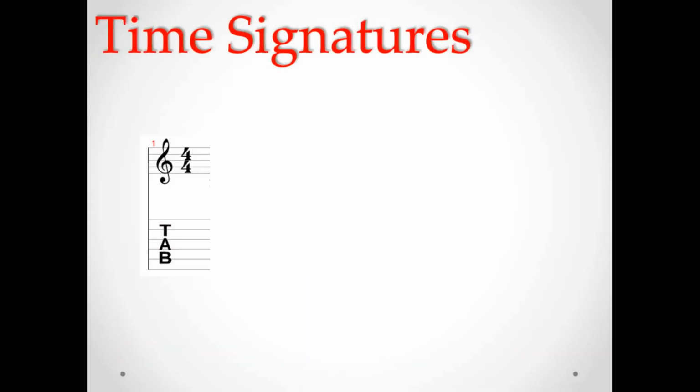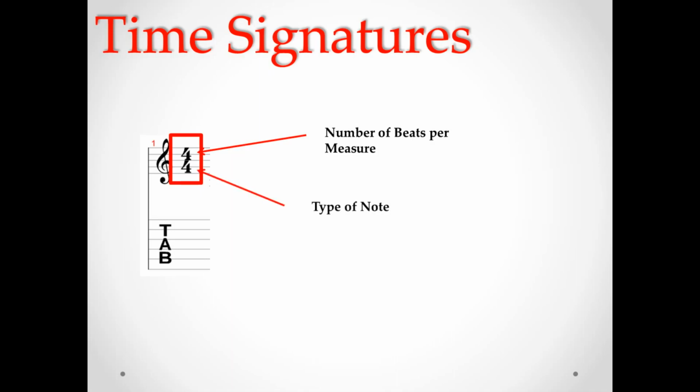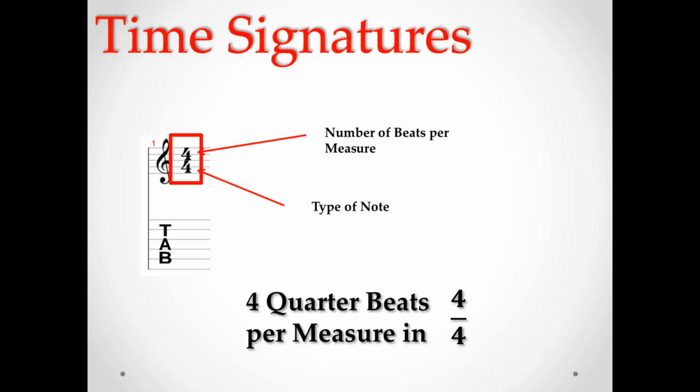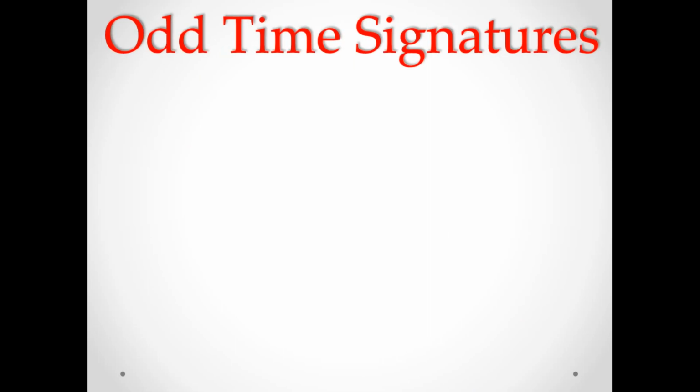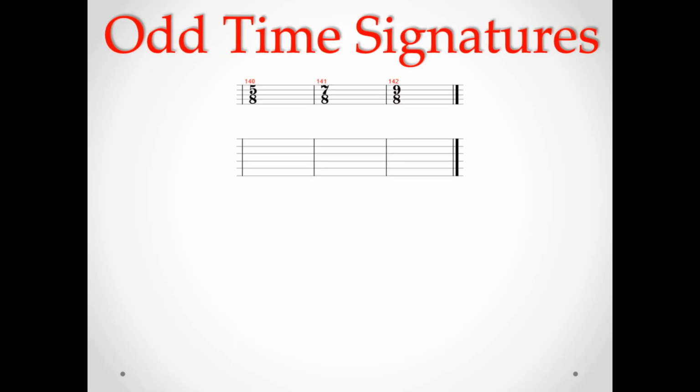So in a previous lesson, I talked to you about time signatures and gave you a basic overview of what this actually means. I told you that this represents the number of beats per measure, and that this represents the type of note. So in 4/4 time, there's 4 quarter beats per measure. Now, odd time signatures, they behave the exact same way. And here's a few examples of some odd time signatures. This is 5/8, 7/8, and 9/8.